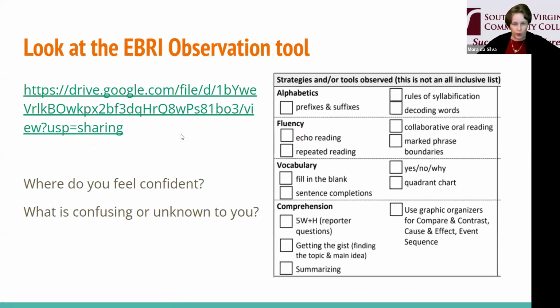Okay, so this evidence-based reading observation tool, and it is a link right here. On the second page, you're going to do a breakout room shortly here, but on the second page, you're going to see these, on this observation tool, you're going to see alphabetics, fluency, vocabulary, and comprehension. But I'd like you to just sort of skim through the whole thing, but spend some time on that second page and talk to each other. Where do you feel confident? What is confusing or unknown to you? You're only going to have 5 minutes.